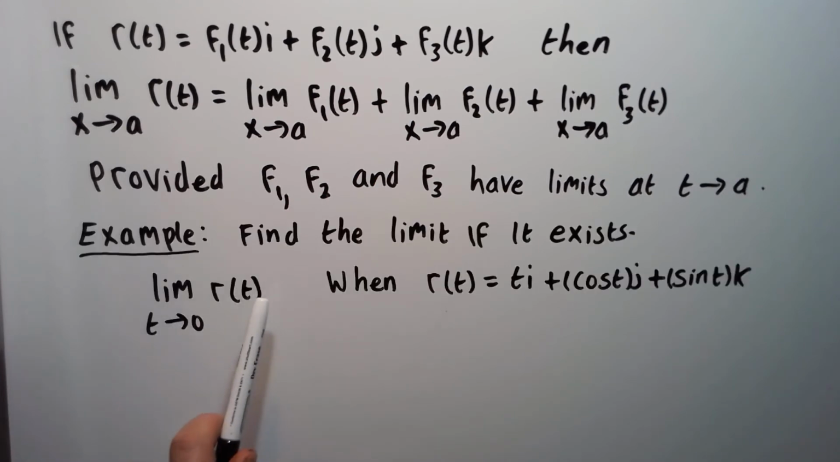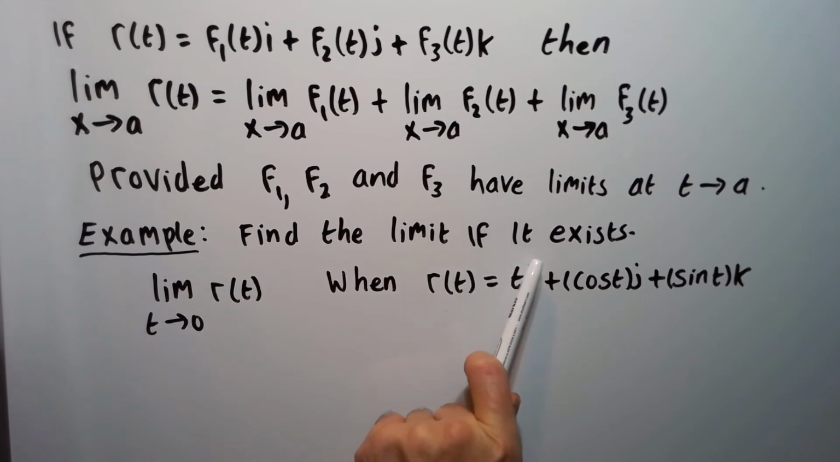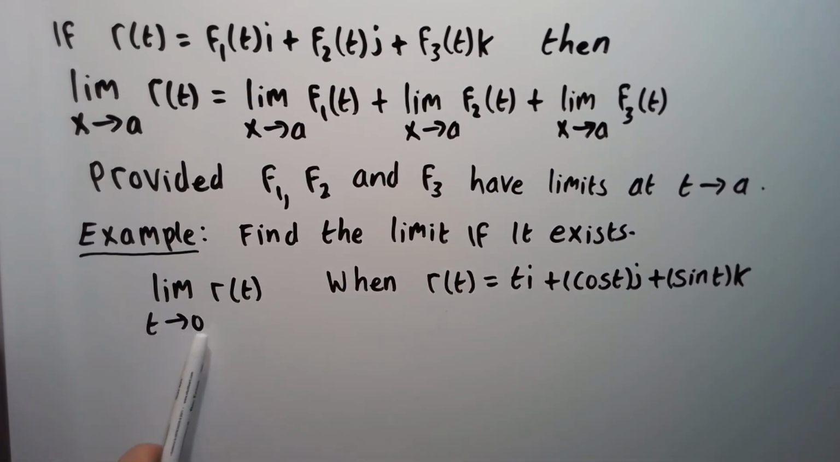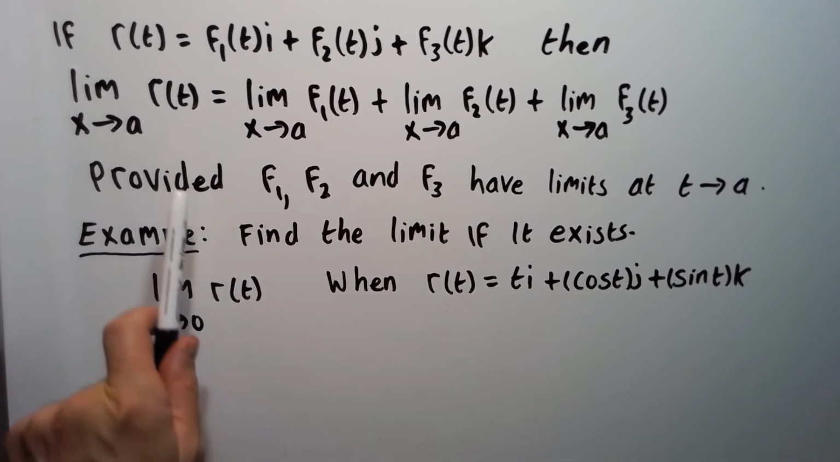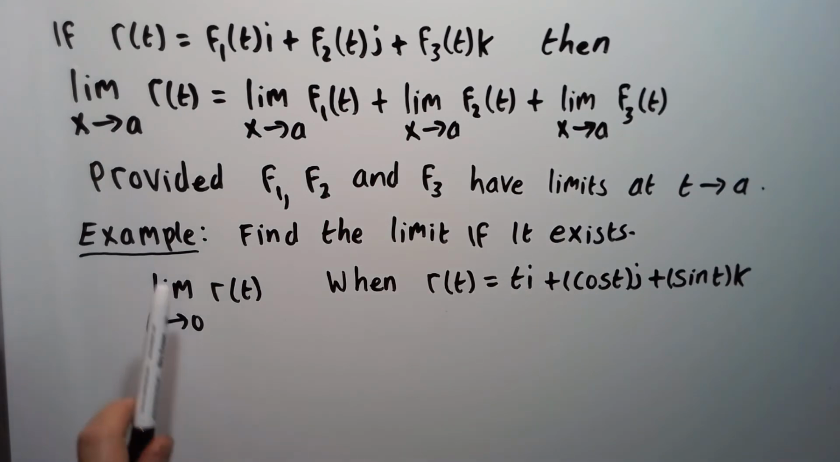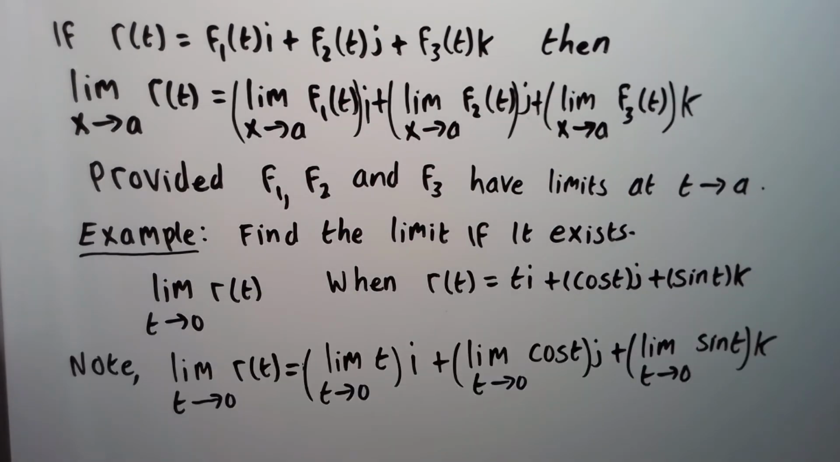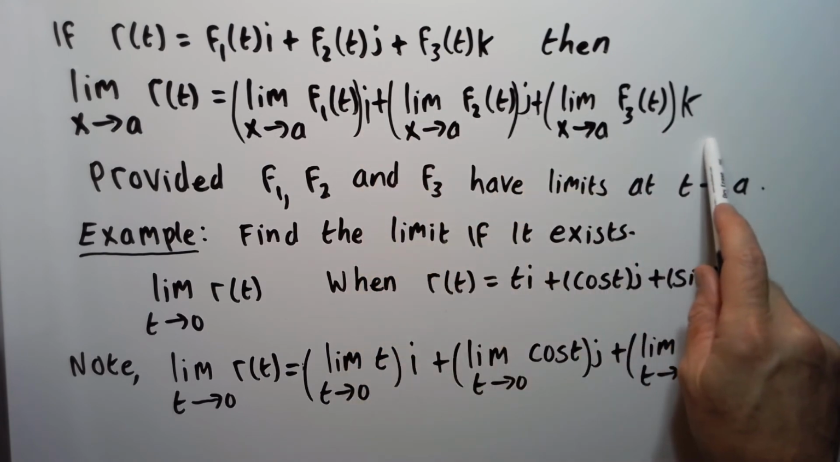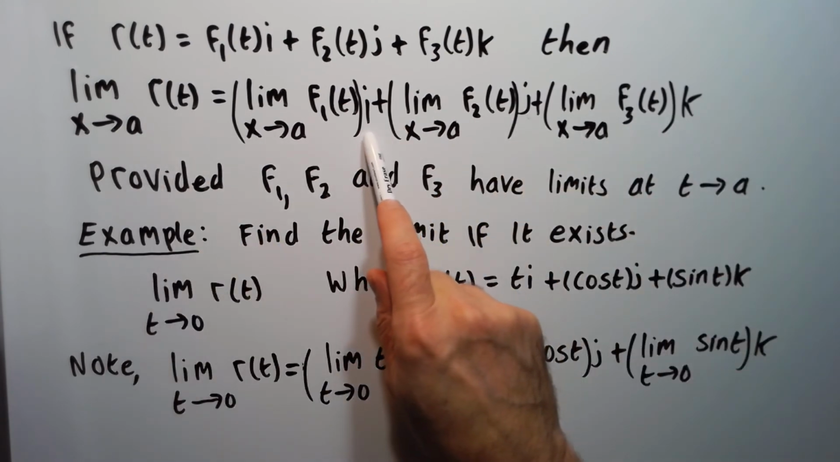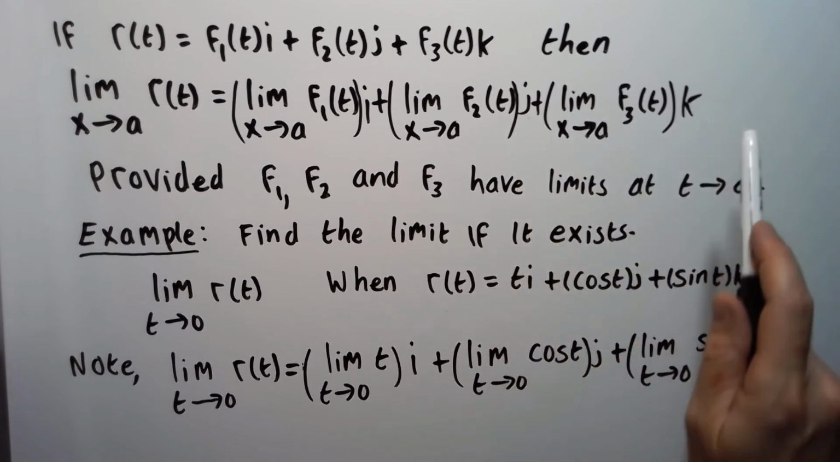Okay, so let's take a look at an example. Find the limit if it exists. So the limit as t goes to 0 of r of t, when r of t is equal to t i plus cosine t j plus sine t k. So let's use our definition up here. Actually, let me first bring your attention up here. I forgot to write the i, j, k up here when I first wrote this. So it needs to have an i in this guy, j here and a k here.